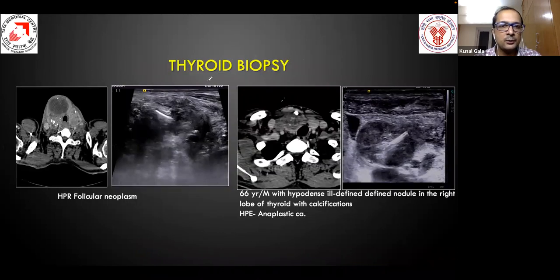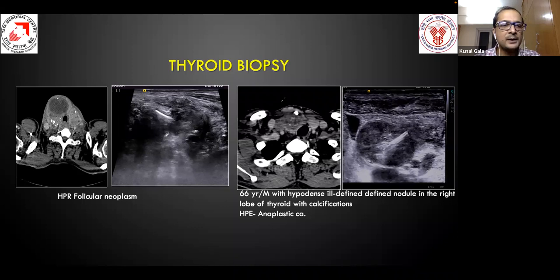Coming on to the thyroid, FNAC is usually sufficient for a thyroid biopsy. However, a few times we require a biopsy, as in cases to differentiate a follicular adenoma from a carcinoma, or in cases of medullary and anaplastic carcinoma, so as to differentiate those malignancies.